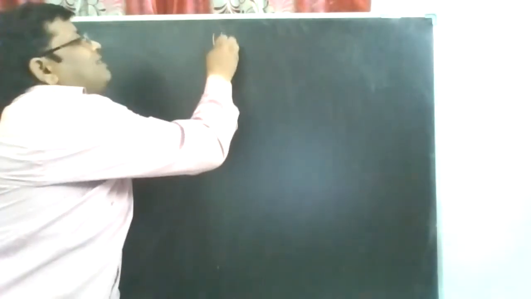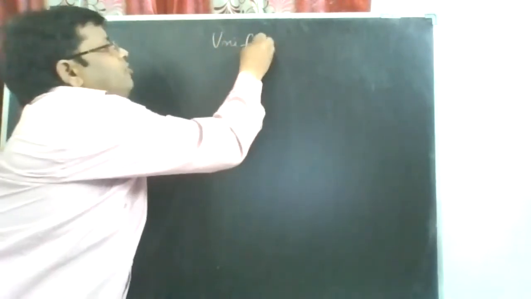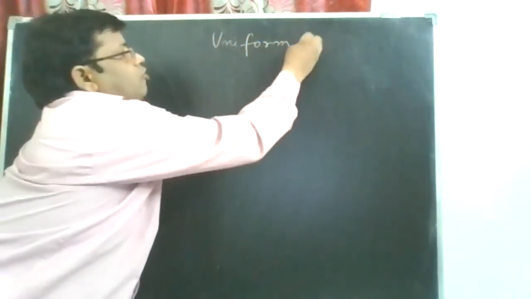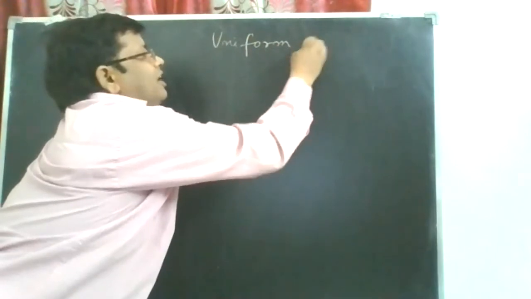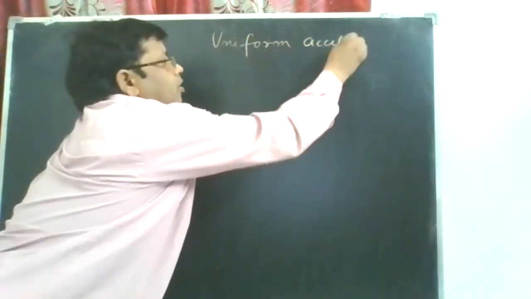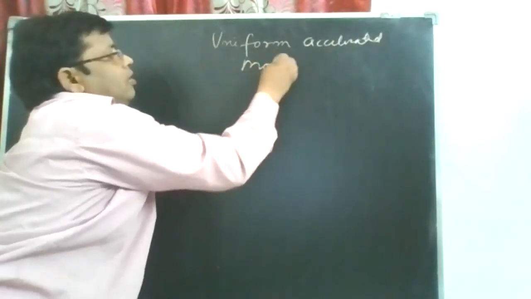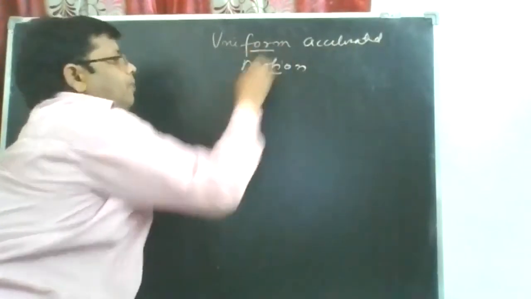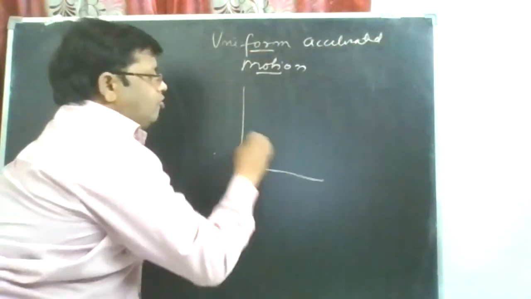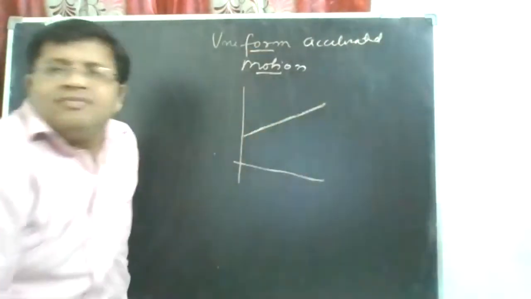What are the different equations of motion for uniformly accelerated motion? But what is uniformly accelerated motion? If the rate of change of velocity is uniform, it is uniformly accelerated motion. Let us see here, this is the graph for uniform acceleration.